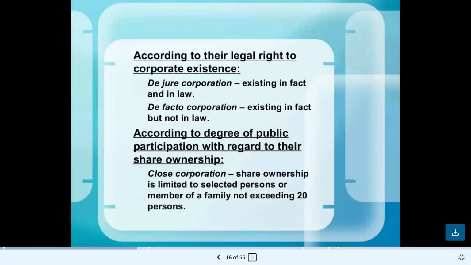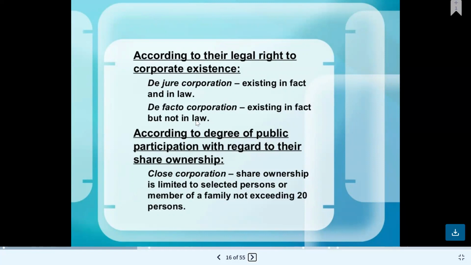According to legal right to corporate existence, we have de jure and de facto corporation. De jure corporation, this is existing in fact and in law. It means this corporation has satisfied all the requirements of the SEC. It has been given a certificate of incorporation. Okay? De facto, the word is defect, or de facto corporation. It is existing in fact, but not in law, meaning maybe this corporation was not able to satisfy the requirements of SEC as to the documents to be submitted so that you will be given a particular certificate of incorporation. So that's the defect, de facto corporation.